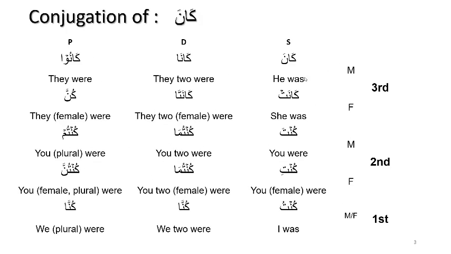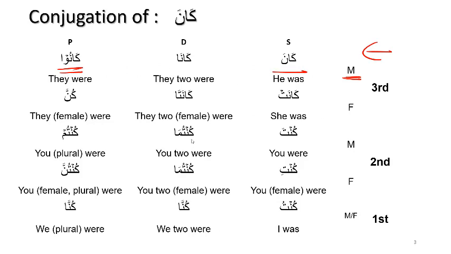Now here is the conjugation of kana. I want you to pause this video here and learn this. The first row, as we have done with other verbs, is third person male, and then we have singular, dual, and plural. So kana is a basic form. This means he was. Kana refers to two people, and kanu means multiple.